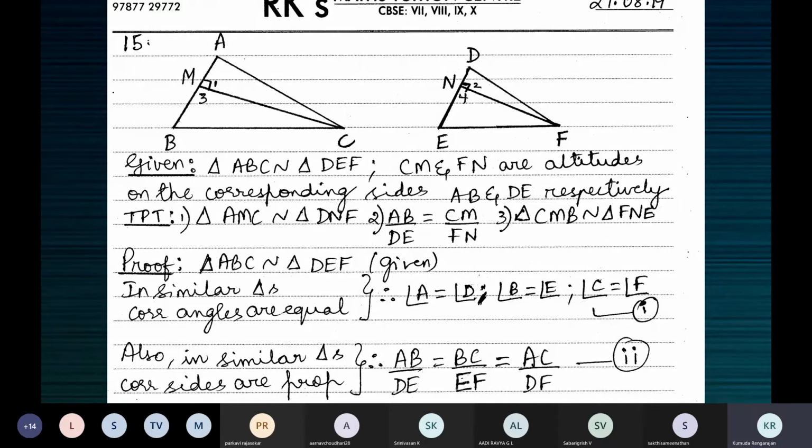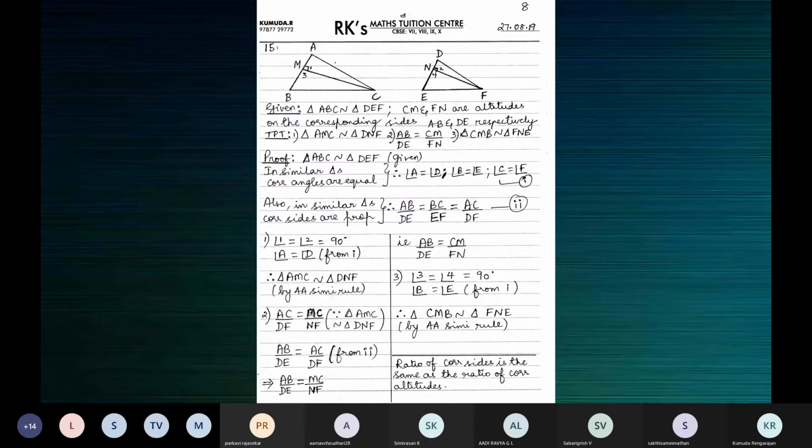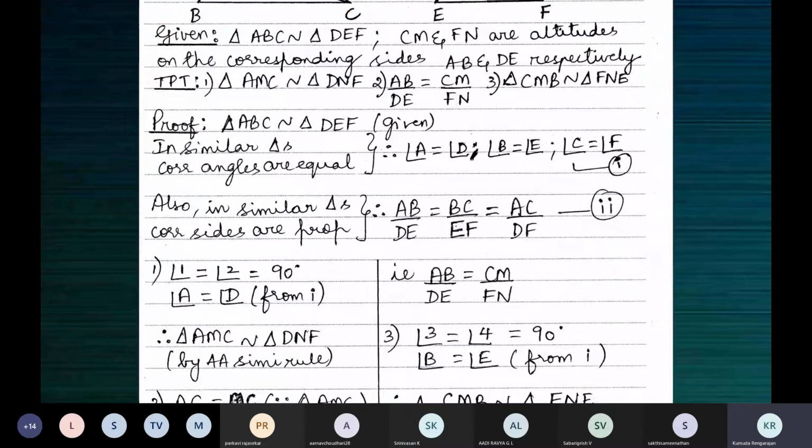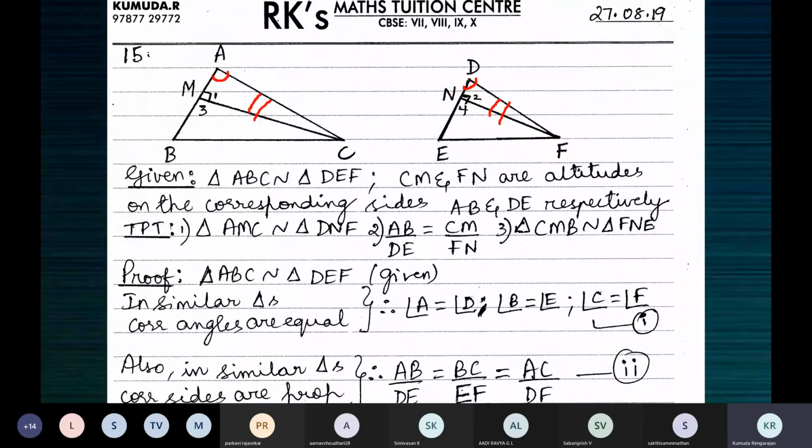So now how do we show that these two triangles are similar? We need to prove that this triangle is similar to this triangle. Easy, no? We can take the AA criteria, because angle A is equal to angle D. Just take up the two triangles; you'll have to give information from the two triangles. So angle A is equal to angle D, then angle 1 is equal to angle 2, 90 degrees. By double A similarity, the triangles are similar.